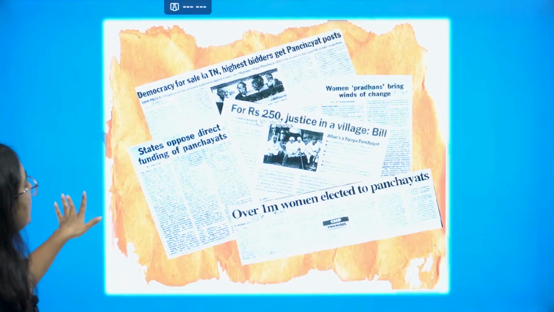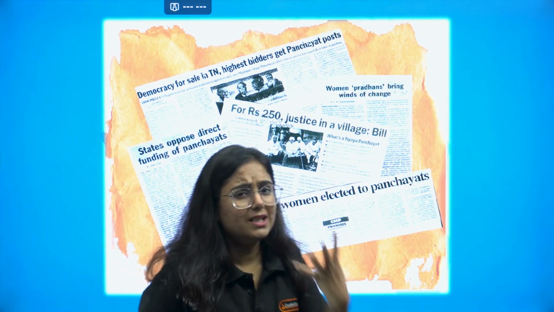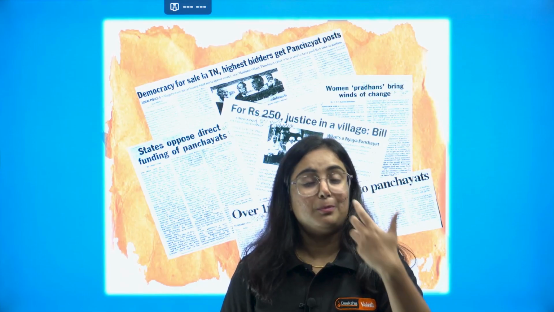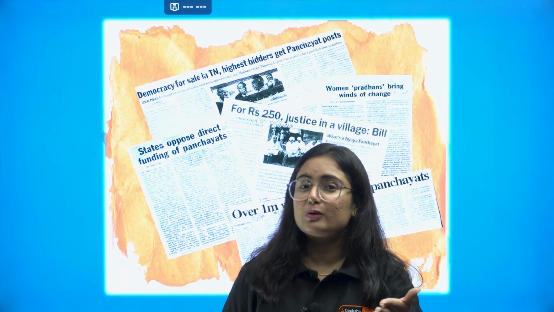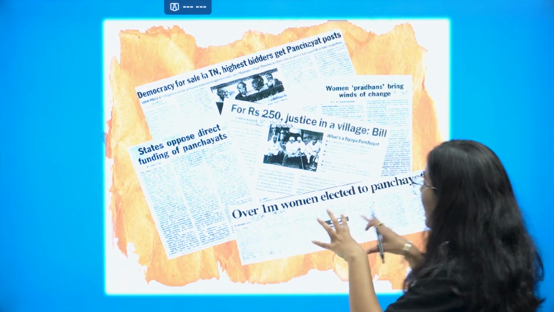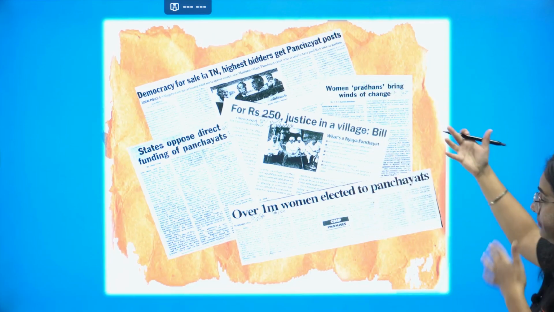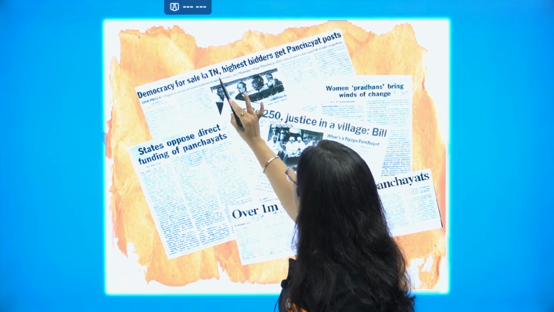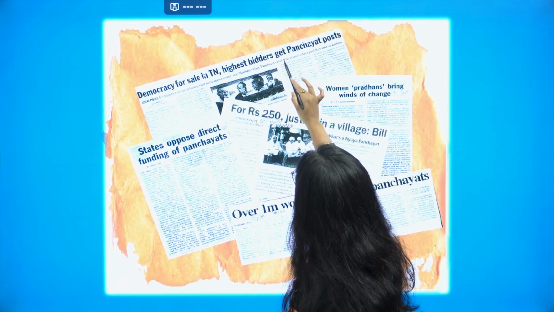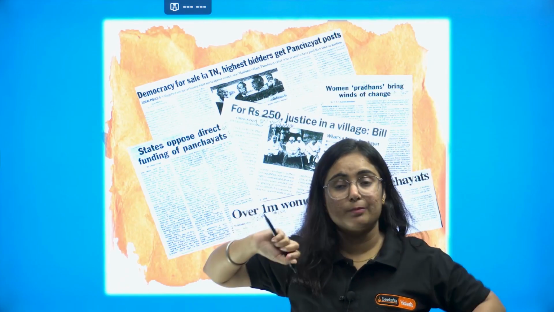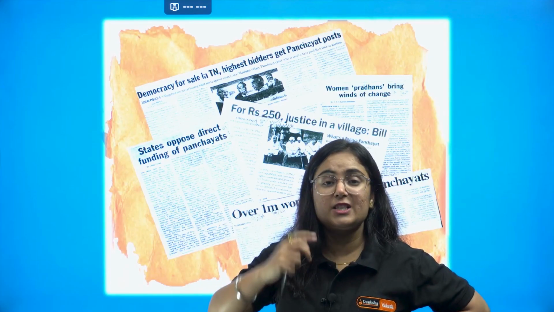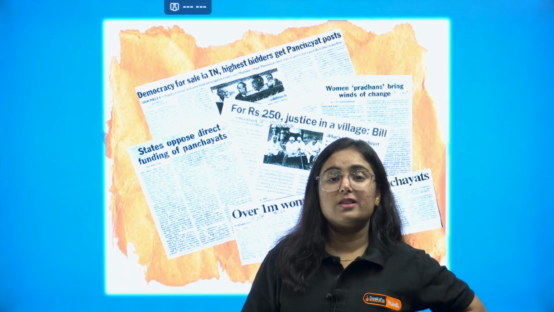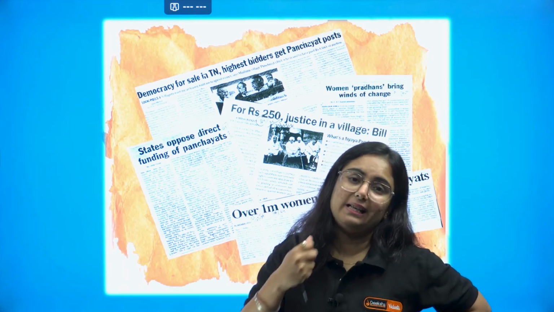You have learned this answer, because we are going towards the end, and one of the favorite things we do in the end is having practice questions, because I want you to solve as many as possible. So I have added some clips of newspapers here. You can see the headlines. Democracy for sale in Tamil Nadu, highest bidders get panchayat posts. See, everything, if it has positives, it brings negatives along. How people started using money in the elections.